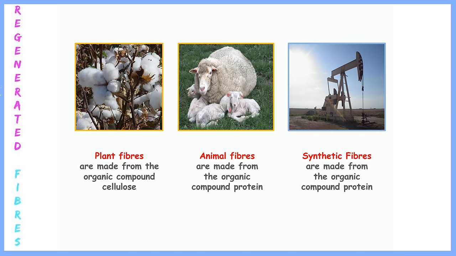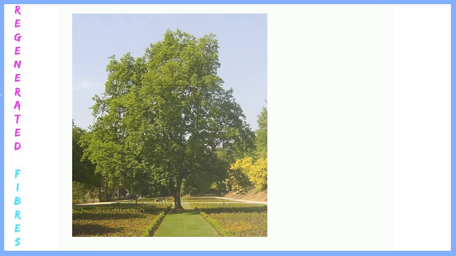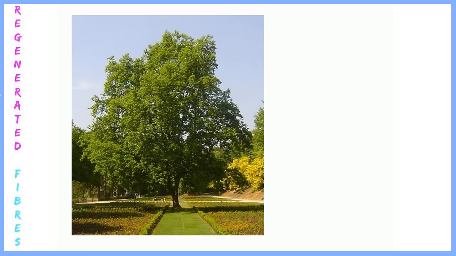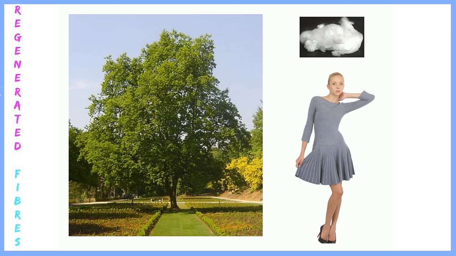And those again have the compound cellulose, which is quite intriguing, right? They're basically made out of tree pulp. Because trees are made out of cellulose, you take that and you mix it with a chemical, and hey presto, you get a fiber which is half natural and half man-made. And the way these fibers are produced differs, of course, from fiber to fiber.